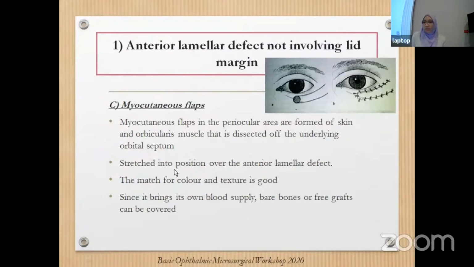So we stretch into position over the anterior lamellar defect. We make an incision here, and then we can just pull the tissue here with the subcutaneous tissue, and then we can close this area. The advantage of this technique is that the match for color and texture is good because it's just nearby, the neighbor. Since it has its own blood supply, the bare bone of the free graft also can be covered.